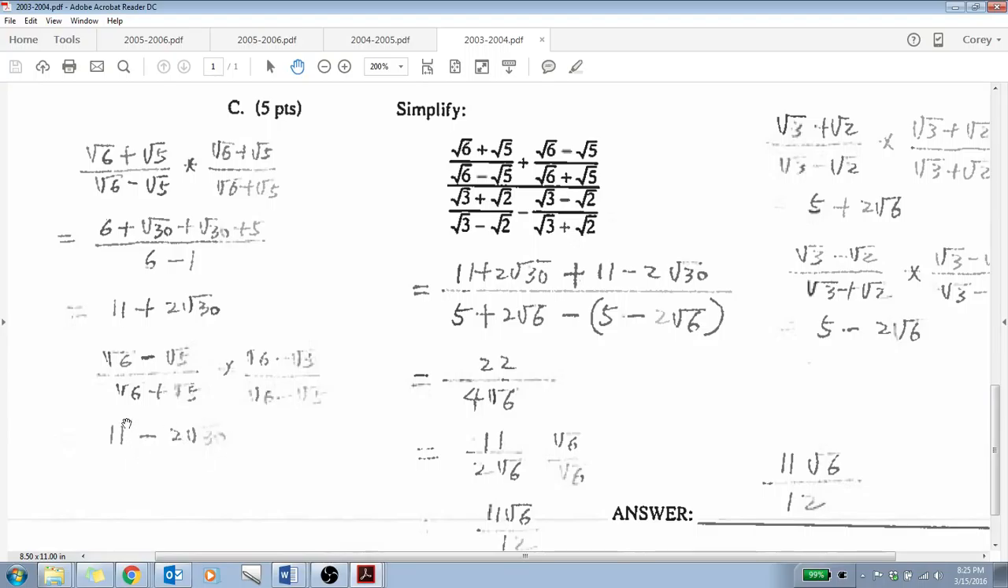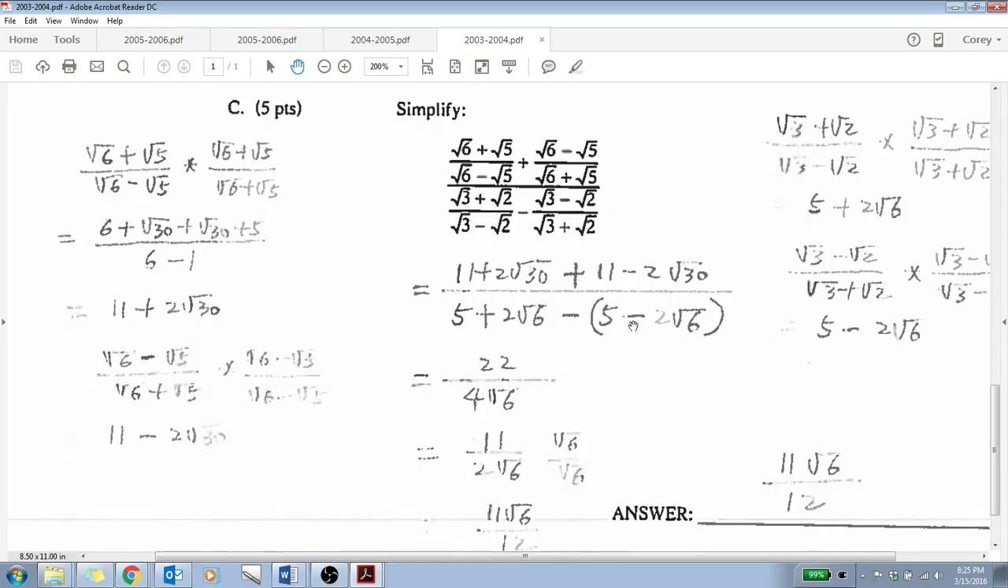It's kind of hard to read. You can see it better a little here in the middle. So this is what I'm left with for the numerator. This big expression right here, I'm left with 11 plus 2 square root of 30 plus 11 minus 2 square root of 30. The denominator of this huge fraction, I can work with the left side first.